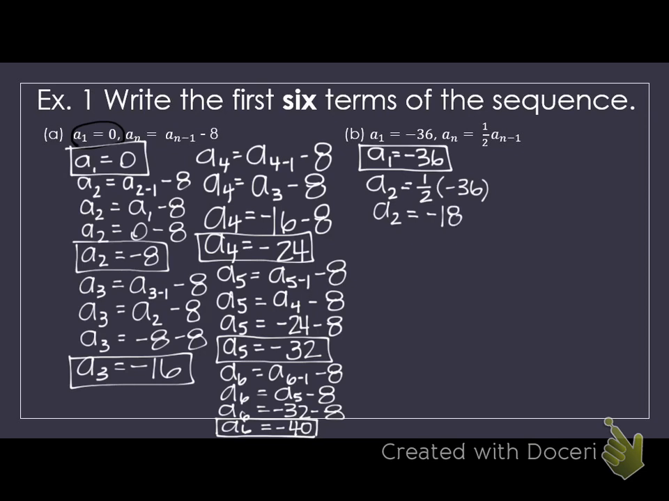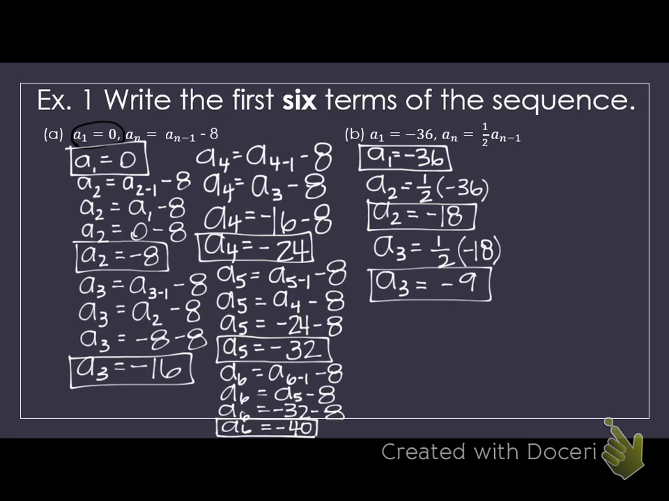-18. Awesome. All right, box it in. So for the third term, we're supposed to do 1/2 the previous term, which is, what was the previous term? -18. So what's half of -18? -9. Good.